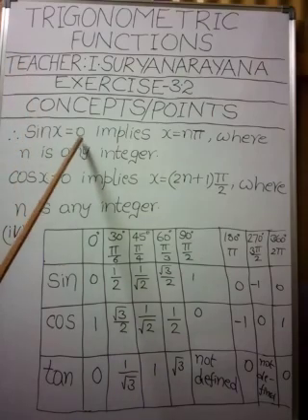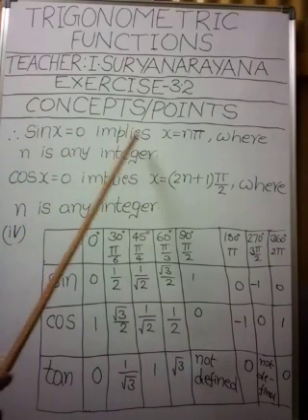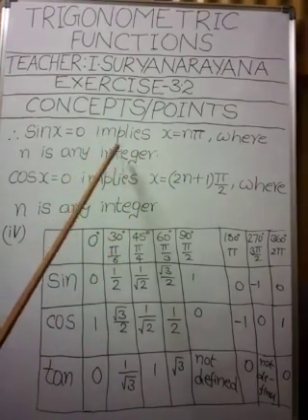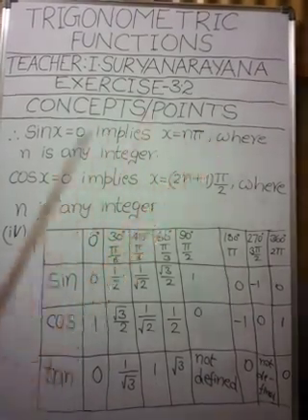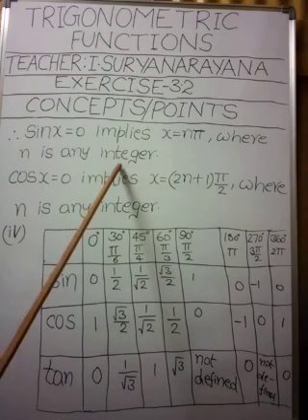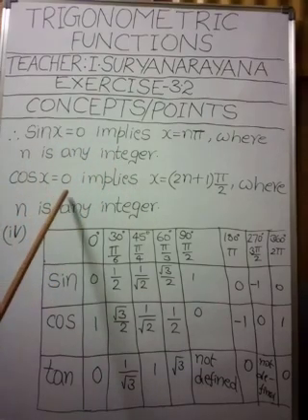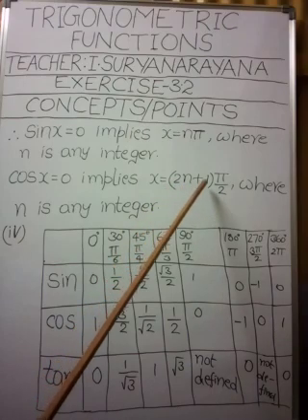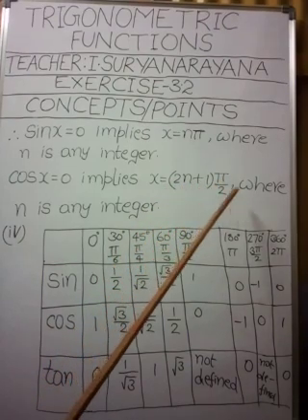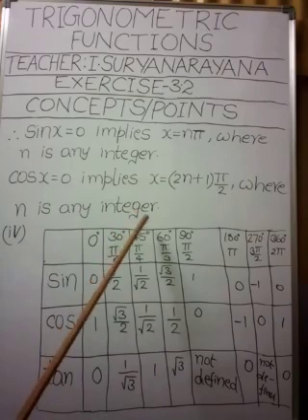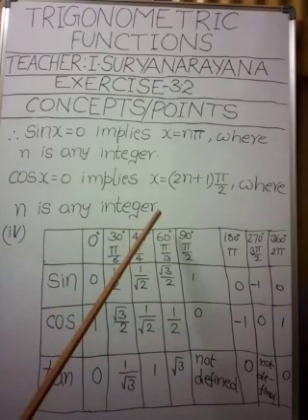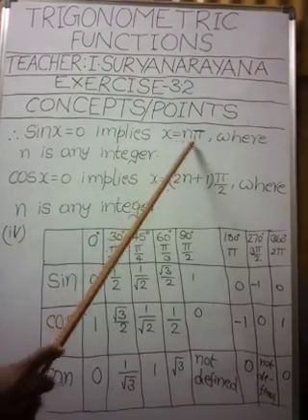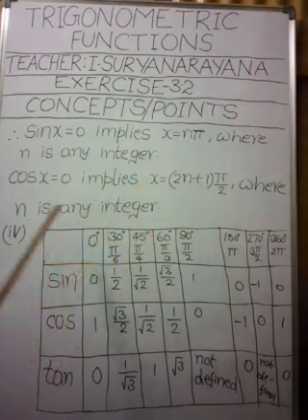Therefore, sin x is equal to 0 implies x is equal to n pi, where n is any integer. We generalized the above results. Similarly, cos x is equal to 0 implies x is equal to (2n plus 1) into pi by 2, where n is any integer. The above results are written in the general form.